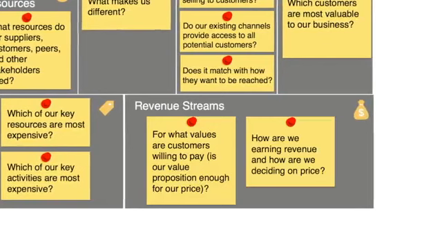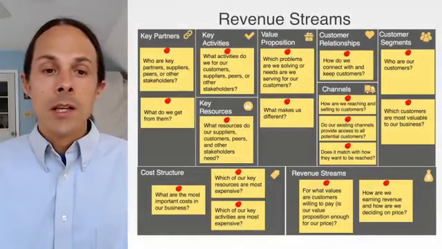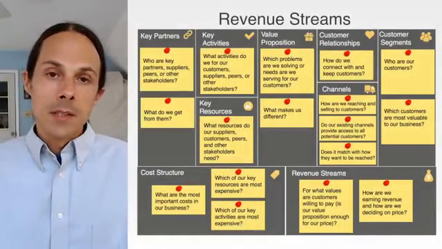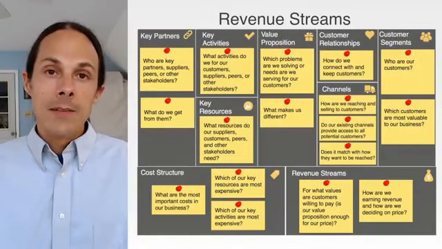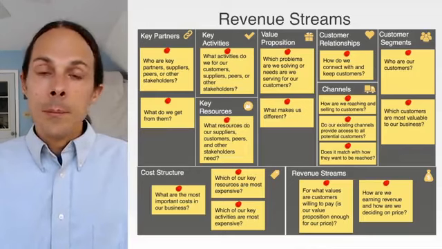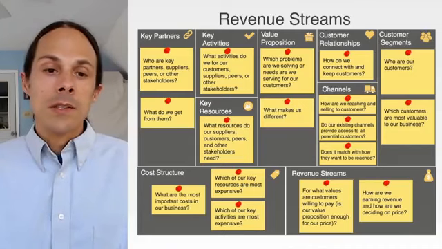Finally, the revenue streams. For what values are customers willing to pay? Very important part of this is, is your value proposition strong enough to justify the price? So again, as we discussed in prior videos, even a great product is not necessarily a great business. It's got to be a need to have, not a nice to have. The customers have to have enough revenue, income, margin, disposable income, etc., in order to afford the price that you're asking.